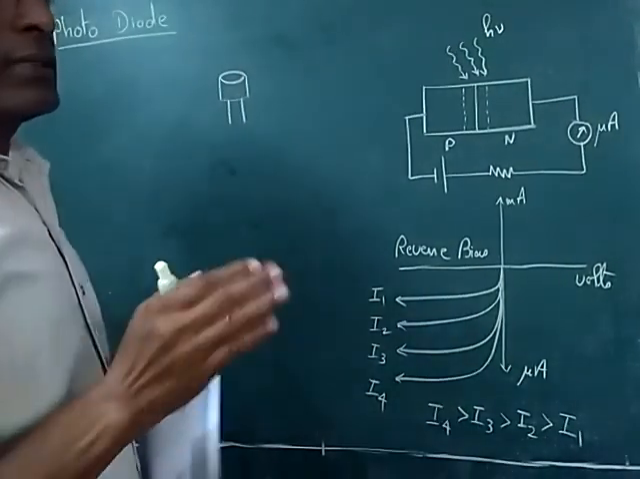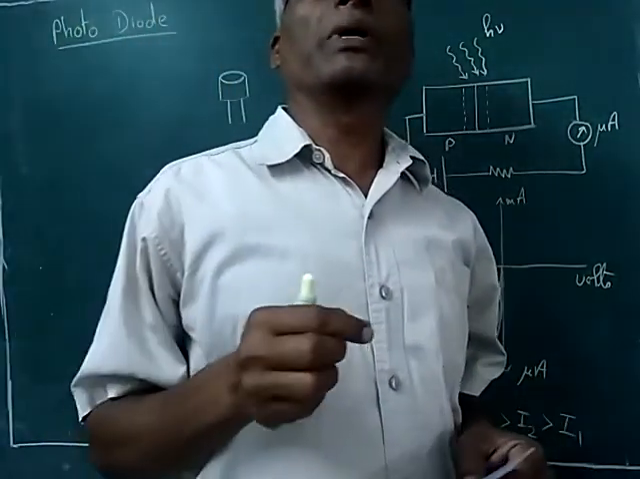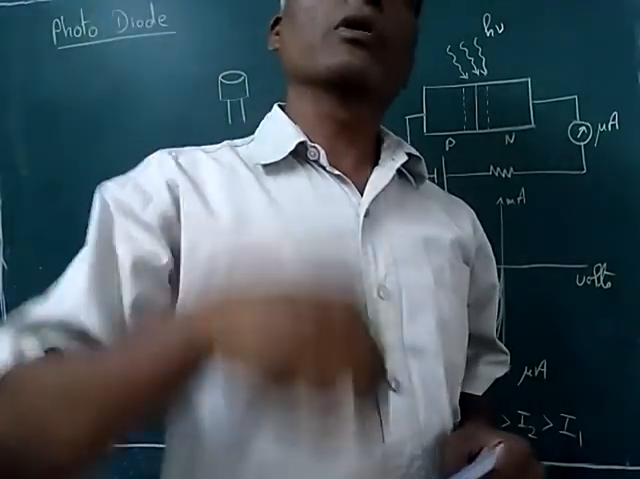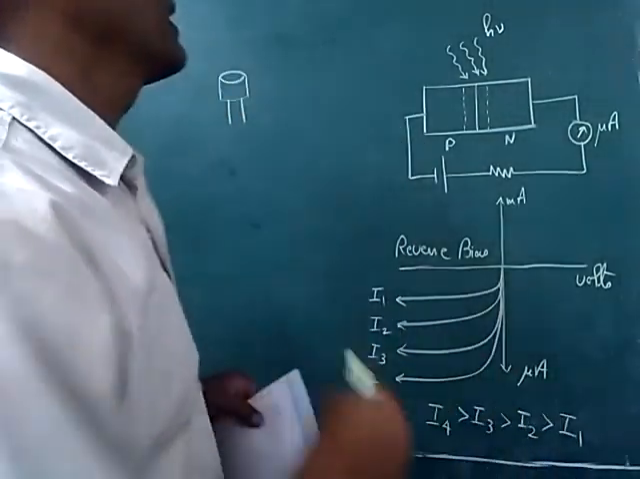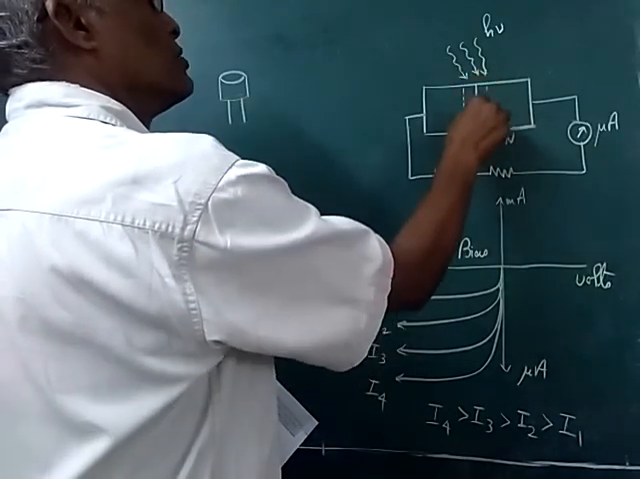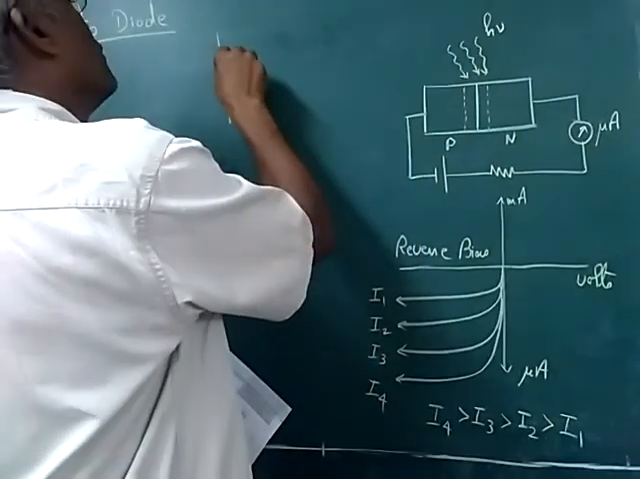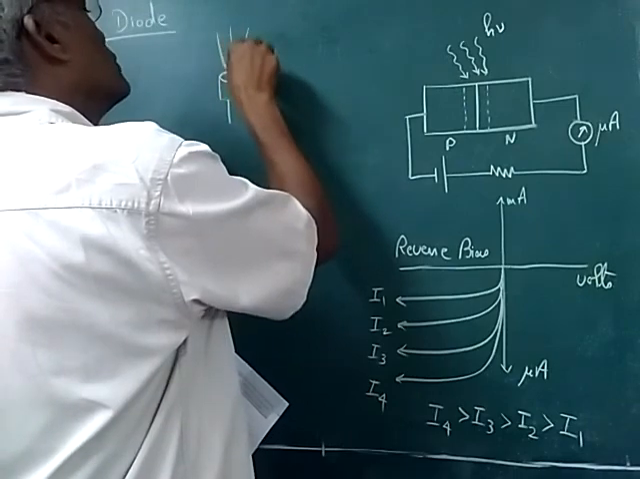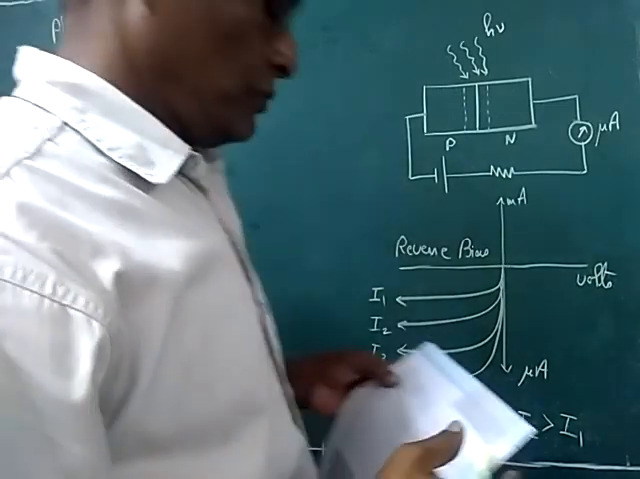The lens is made in such a way that the focal point tries to focus exactly on the junction of P and N-type material, this point. So light is allowed to fall through this transparent window.